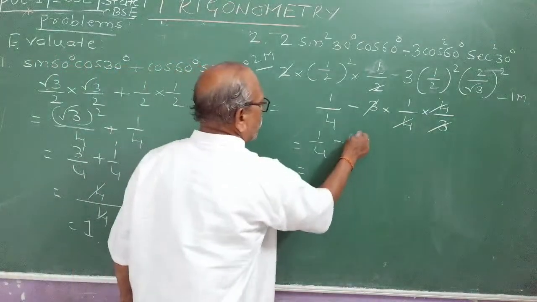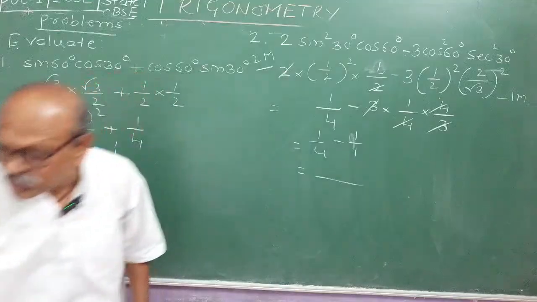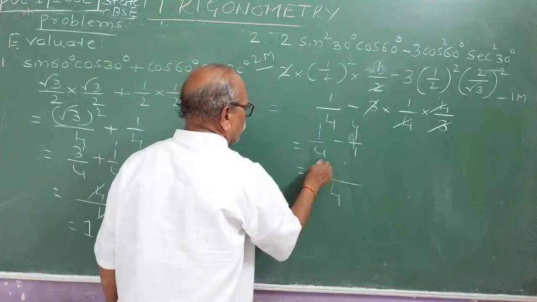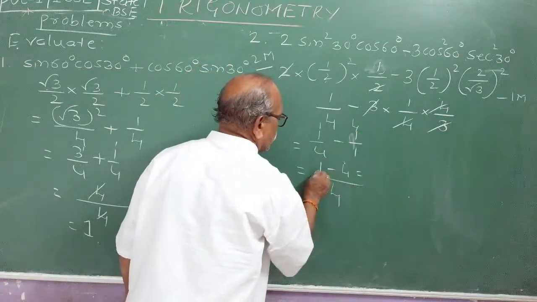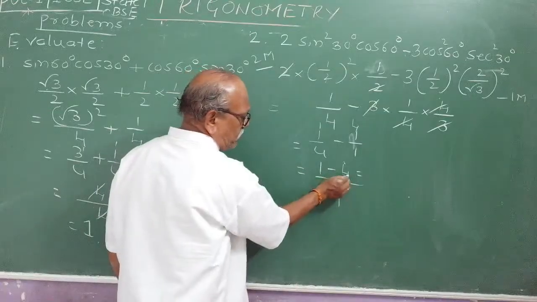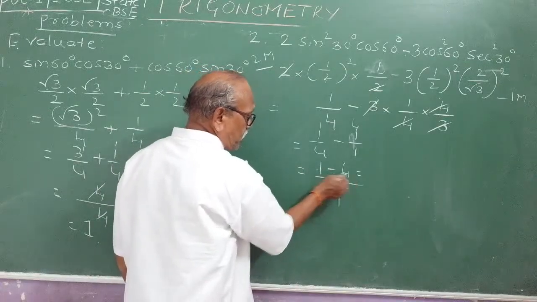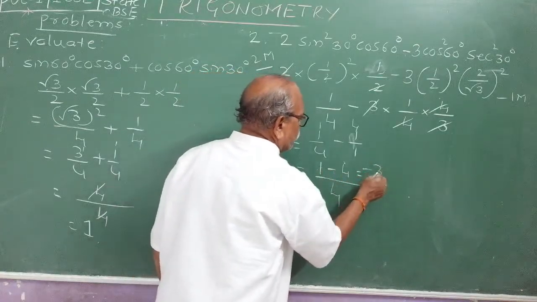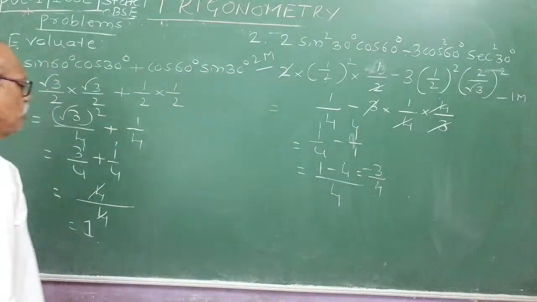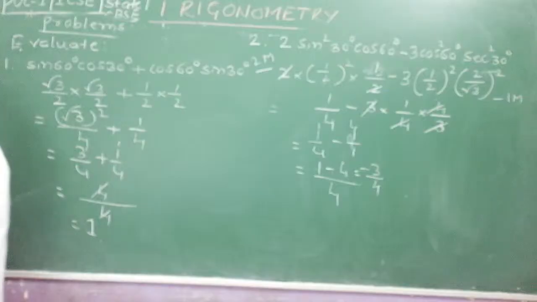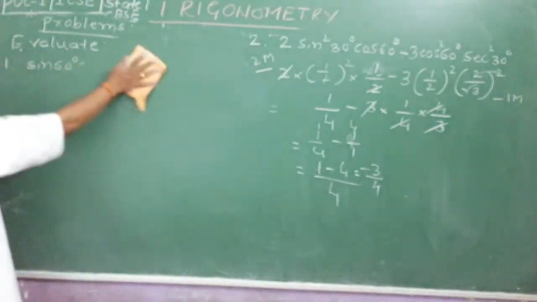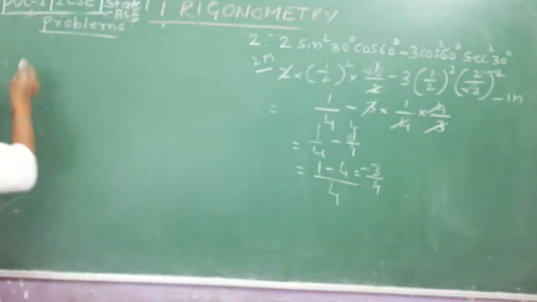LCM will be 4. 1 can be written as 1 by 1. What is your answer? Got it? Correct. 4 1s are 4, 1 minus 4 becomes what? Negative number is bigger here. Many students make mistakes here. The bigger number has the minus sign, so minus 4 plus 1 is minus 3 by 4. Minus 3 by 4. Verify your answer. How many of you got minus 3 by 4?